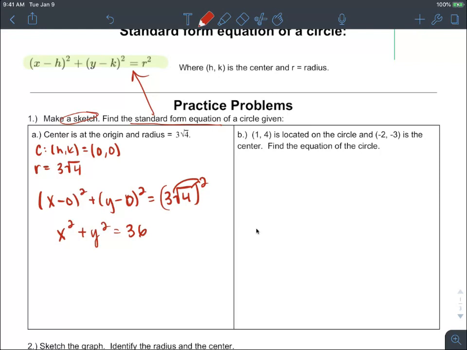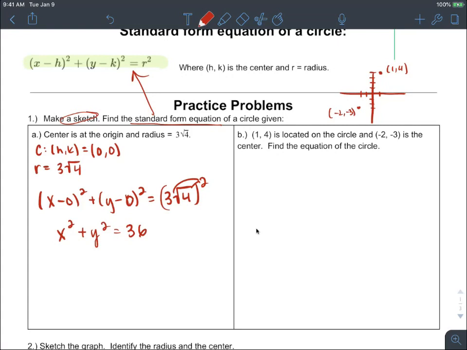This time we have, I'll just use this line, a point at 1 comma 1, 2, 3, 4. Okay, so about like that. And that's the point 1 comma 4. And the center is at negative 2, 1, 2, 3, negative 3. So negative 2, negative 3.